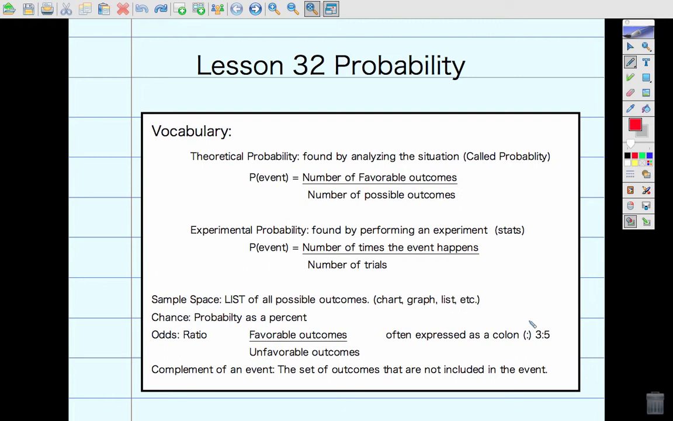of outcomes that were available. And the complement of an event is the set of outcomes that are not included in the event. So we will talk about all of these in this lesson.